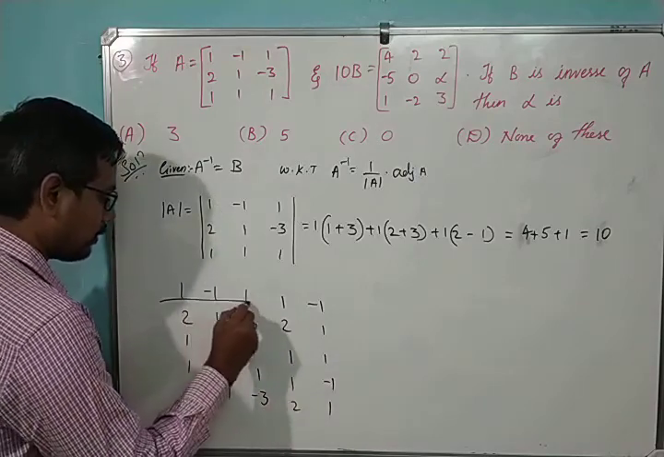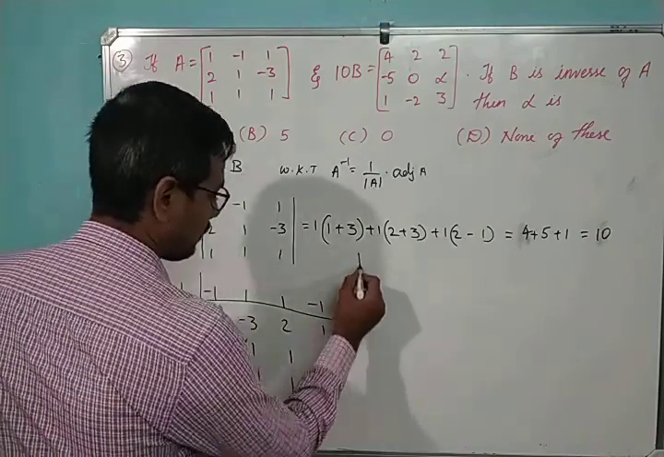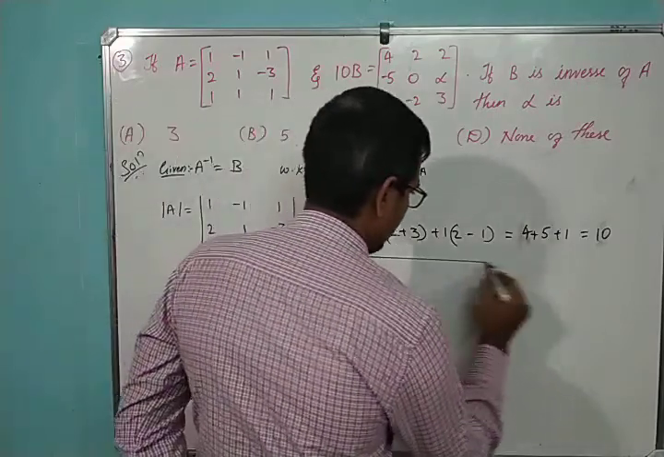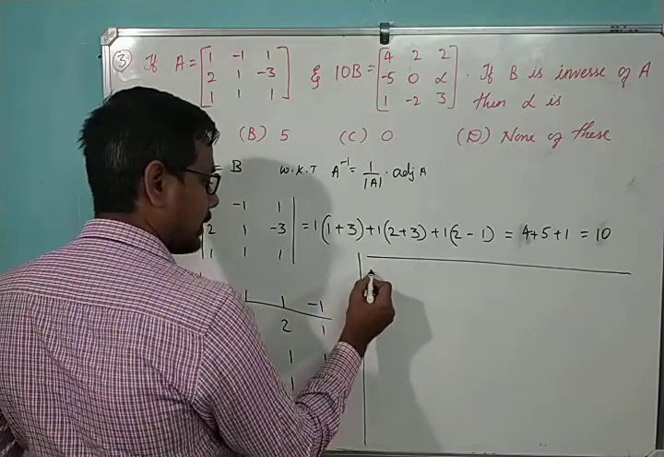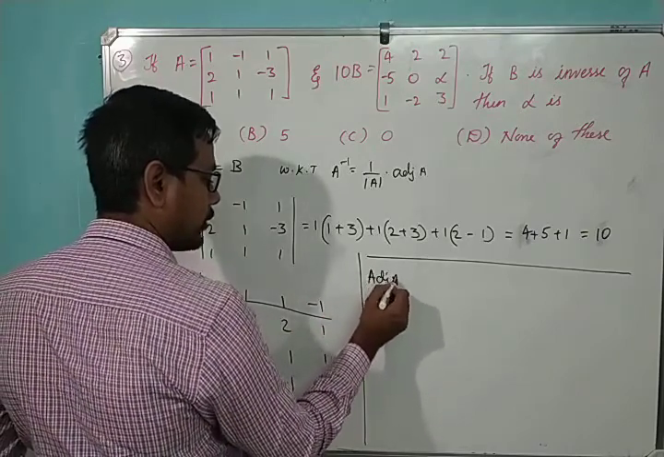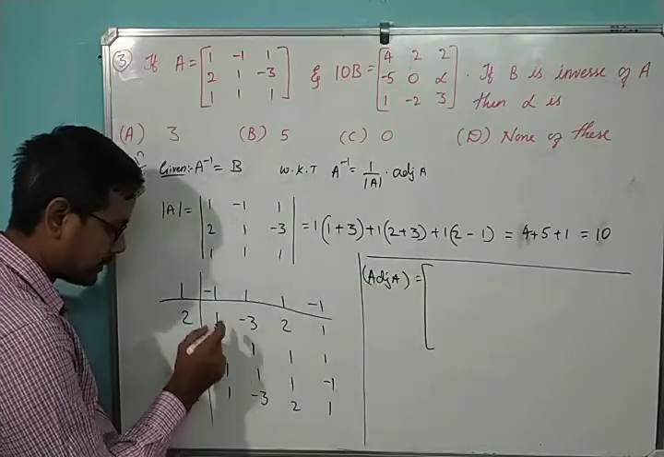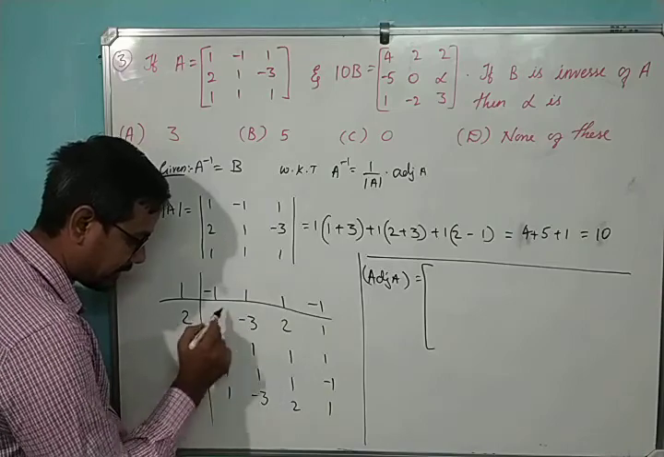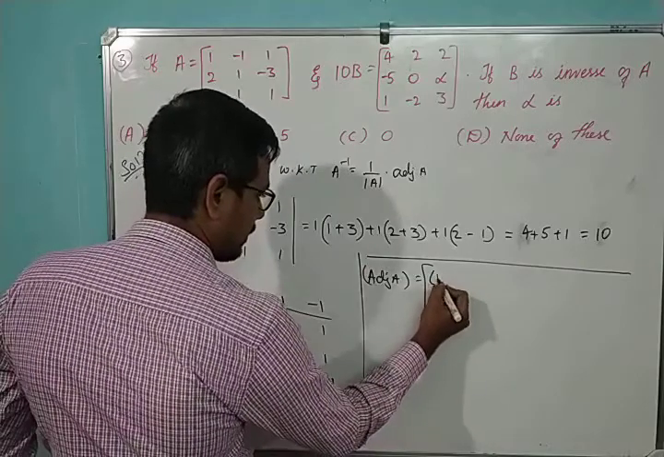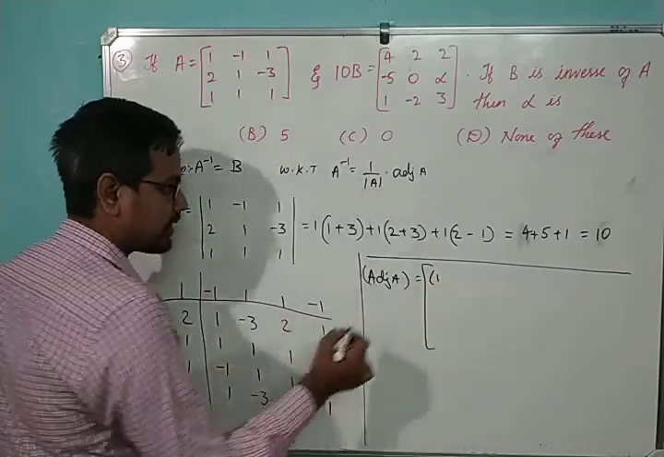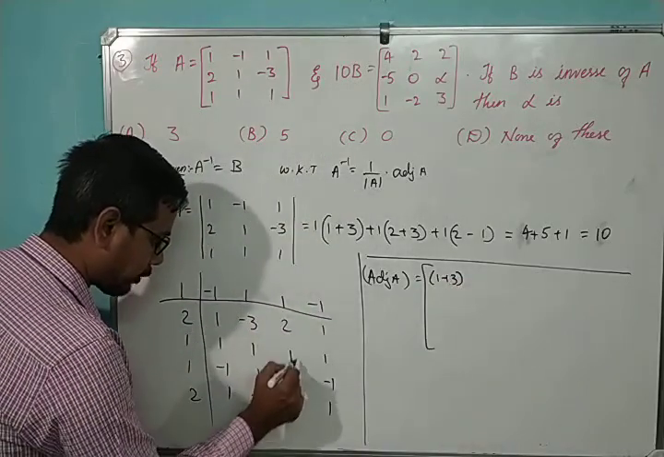So now adjoint A can be written as this particular, calculate this determinant. 1 into 1 is 1, minus of 1 into minus 3 plus 3. Okay, then calculate the determinant for this one.